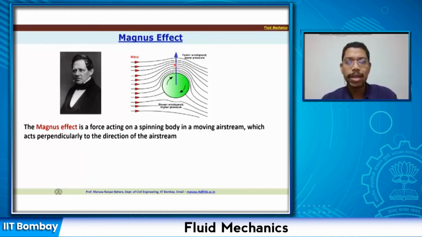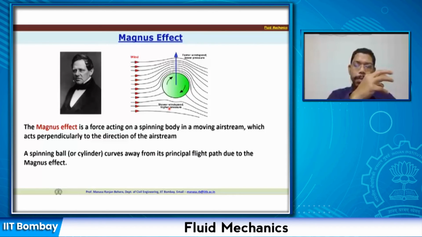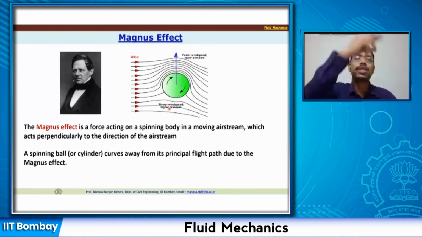Because the velocity is higher on the top and lower on the bottom, the pressure will be lower on the top and higher at the bottom. So because of this differential pressure, there is going to be a lift generated, and it will push the object up. Okay, so this effect is called the Magnus effect. All right, and a spinning ball or a cylinder curves away from its principal flight path due to the Magnus effect, because you might have thought of pushing it in this direction, but because of the spinning effect, it moves up.